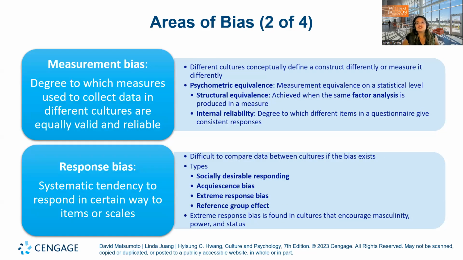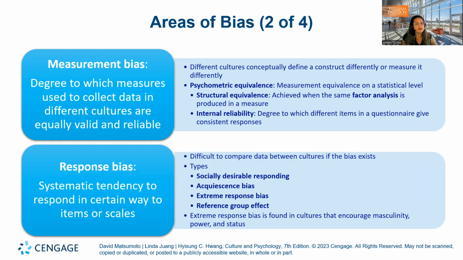Measurement bias is the degree to which the measures used to collect the data in different cultures are equally valid and equally reliable. Valid means it's measuring what it's supposed to, and reliable is that it's consistent. So different cultures conceptually define a construct differently or measure it differently. So when you're using this measure, that measure might not actually be psychometrically equivalent. There may be something wrong where that same factor doesn't mean the same thing, and you have to analyze this statistically. So you do want to norm and try out measures before you use them to make cross-cultural comparisons.